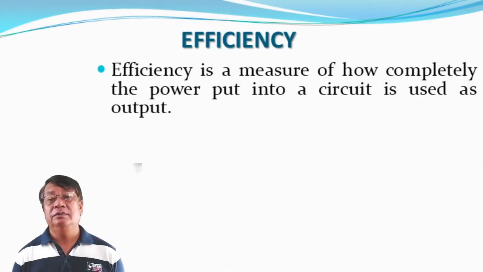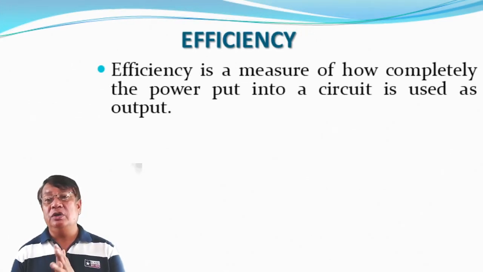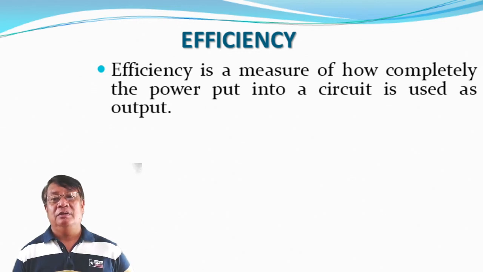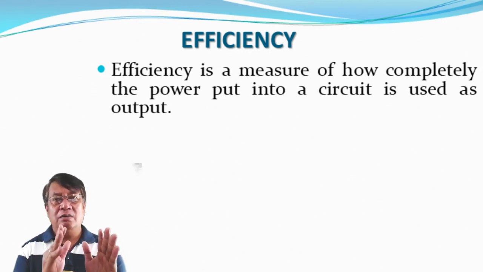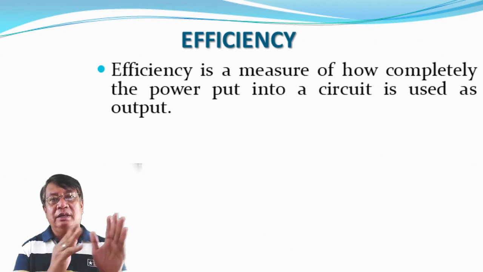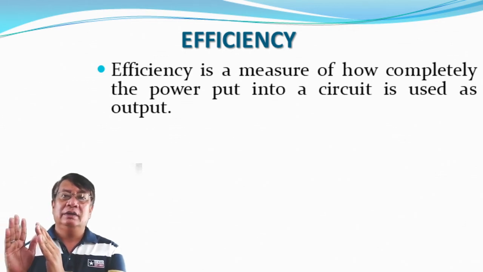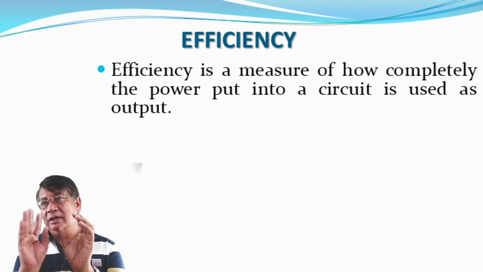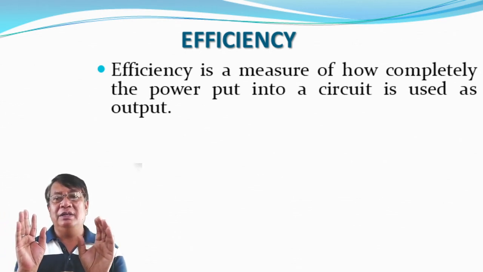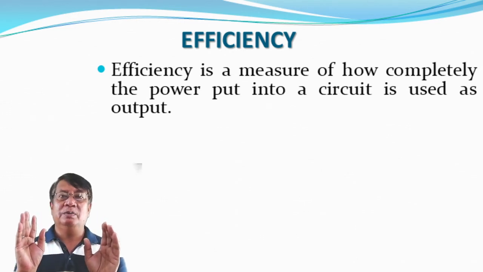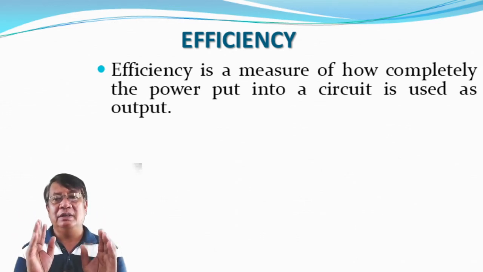Okay, so efficiency is a measure of how completely the power put into a circuit is used as output. Efficiency is how completely the input power is made into output power. The input and the output. If you see the difference, then the relationship between the input power and the output power is what we call percent efficiency.